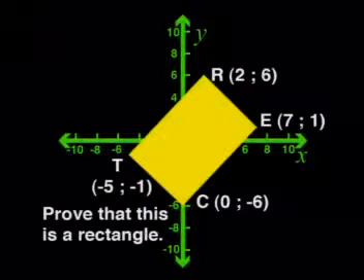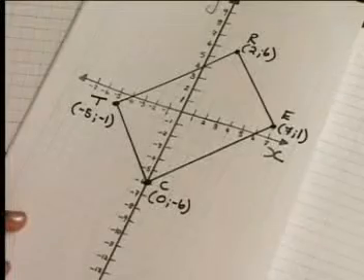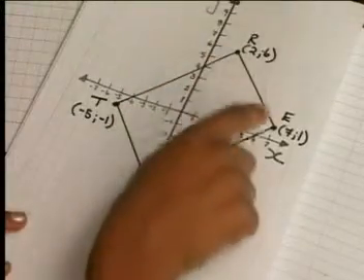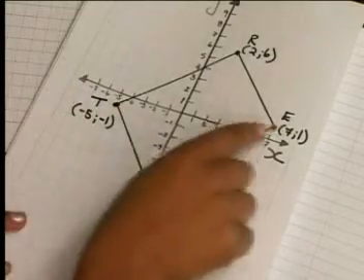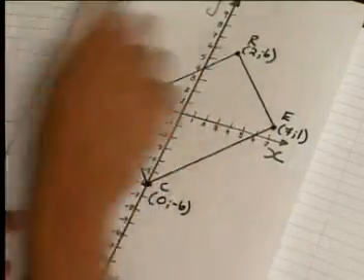Now, let's move on to something a bit different. Here's the second problem. Use coordinate geometry to prove that this is a rectangle. A rectangle? Do we just use the distance formula again? We could do that. If this is a rectangle, then RE and CT should have equal lengths, and EC and TR should also be equal.